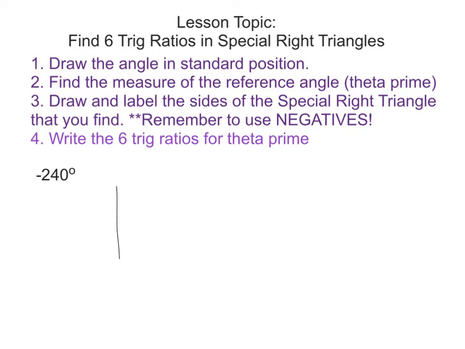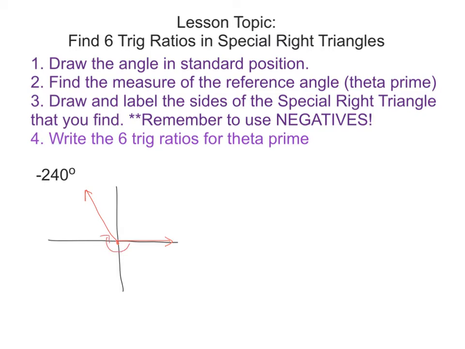Alright, so we're going to start by drawing our negative 240 degree angle in standard position. We've got our point here and our original or initial side on the positive x-axis. We are going negative 240. Remember, that means we're going to go from here clockwise. That's 90, 180, 270. So we know it's less than 270. 240 is in this region here. So we're going to draw that ray right here, and this is theta.